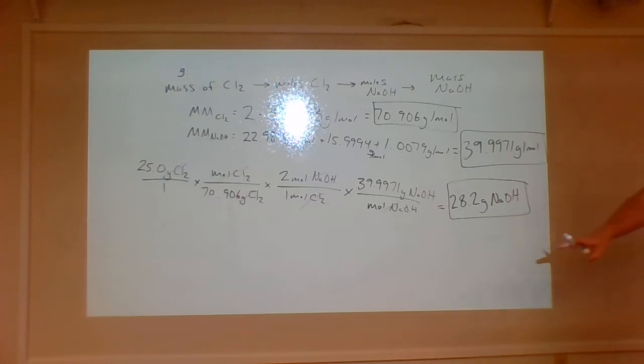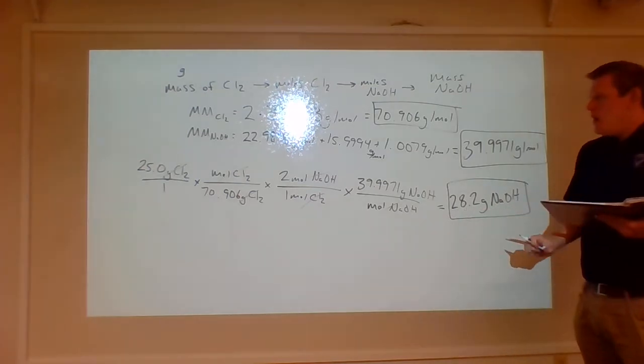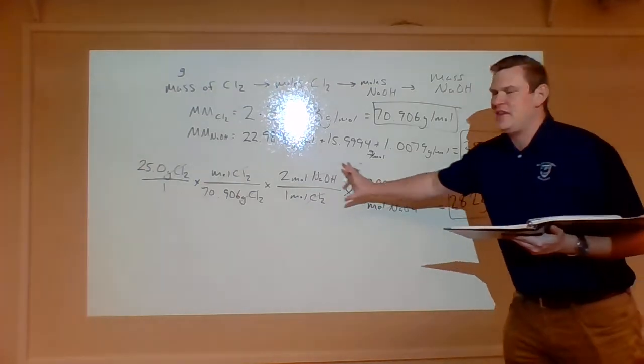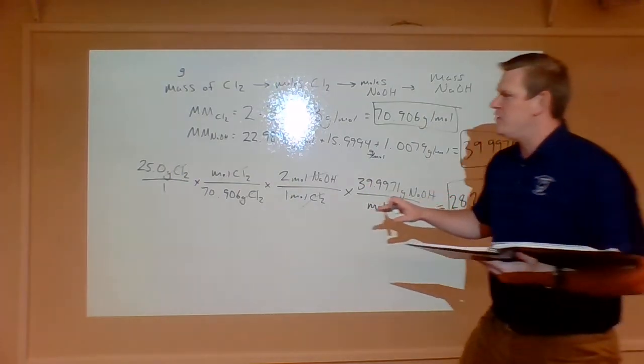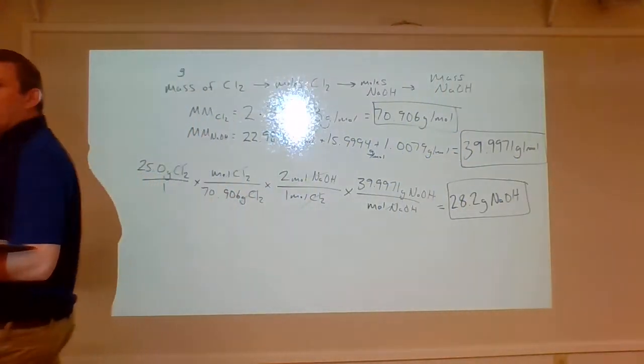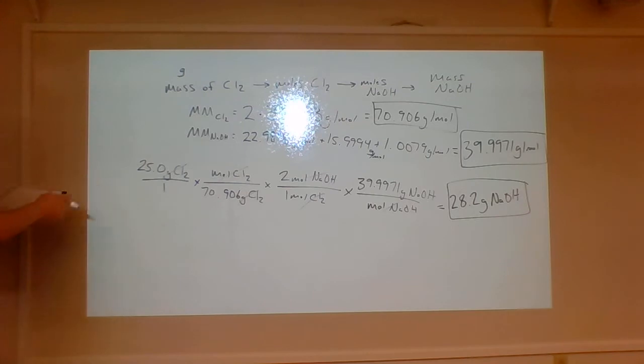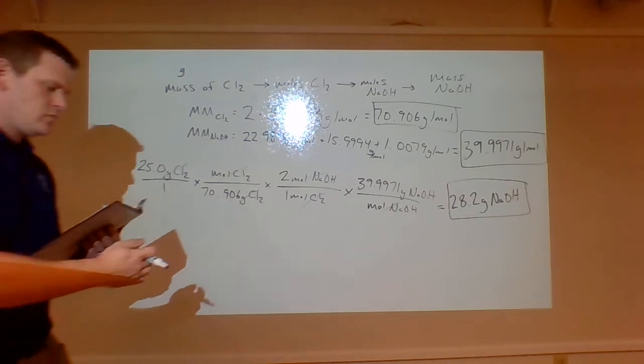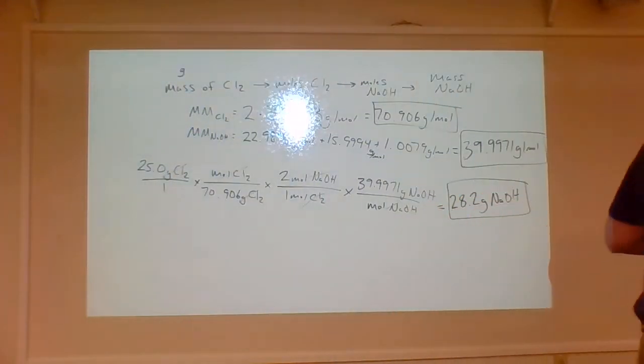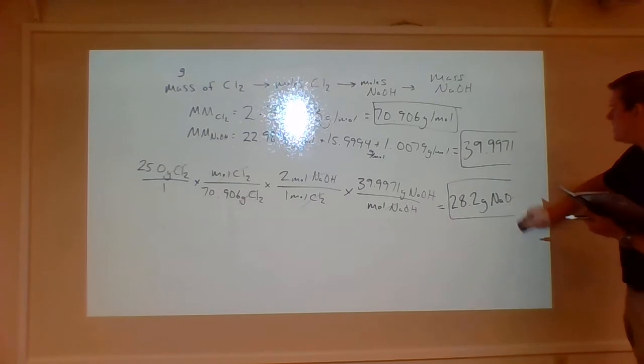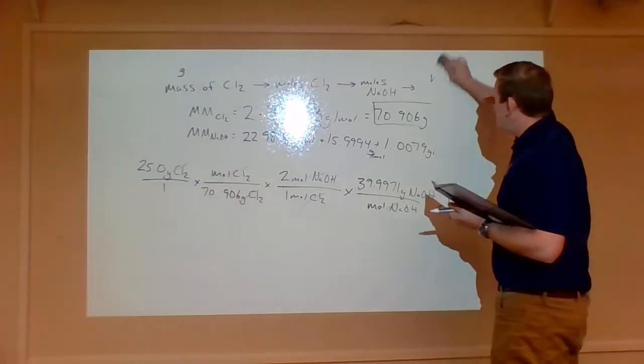Okay, and we have our 3 significant figures, which was determined not by any of these conversion factors, but was determined from our initial measured quantity, the 25.0 grams, which had 3 sig figs to start with. Okay, so that was a mass-to-mass conversion.